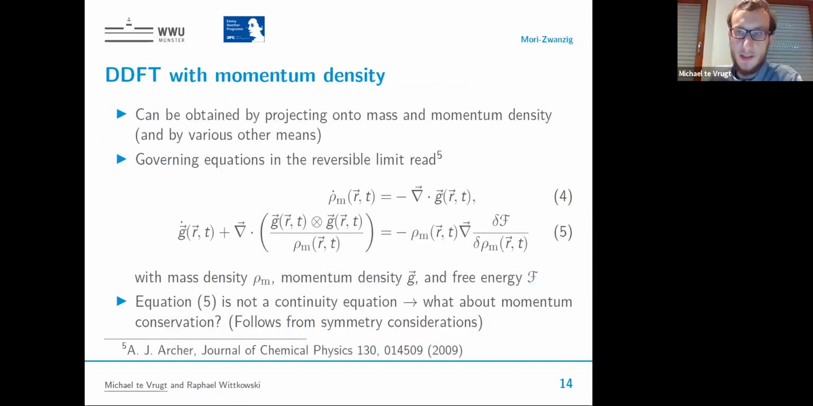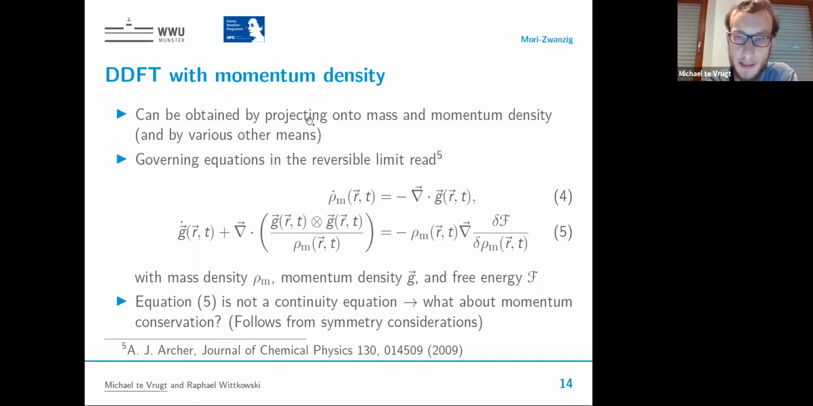Okay, so a DDFT with momentum density can be derived by projection onto the mass and momentum density, but also by other means. One article that considered this was, for example, this one, where governing equations for both the mass density and the momentum density G have been derived. And in the reversible limit, those equations look like this. So you have here the continuity equation for the mass density and this equation for the momentum density. And various other articles arrive at expressions of this type.